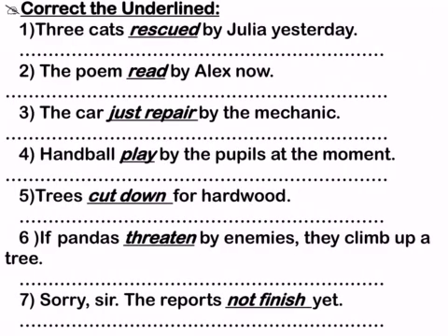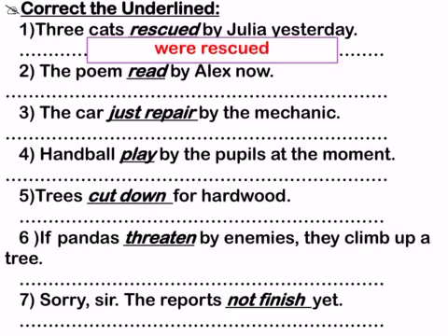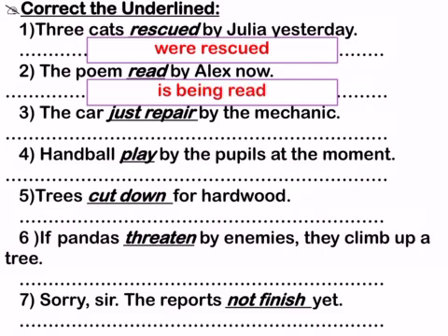Let's check your understanding. Number 1, 3 cats blank rescued by Julia yesterday. This one is in the passive form. And also in the past, we said that we use the verb to be in the tense of the sentence plus the past participle. So it will be were rescued. Number 2, the poem blank read by Alex now. So its present continuous is being read.